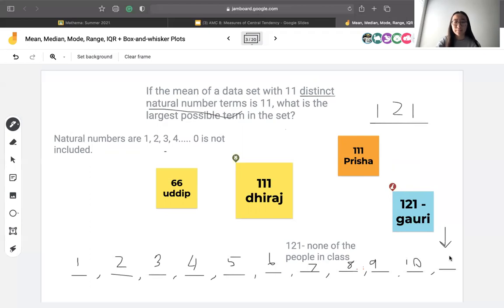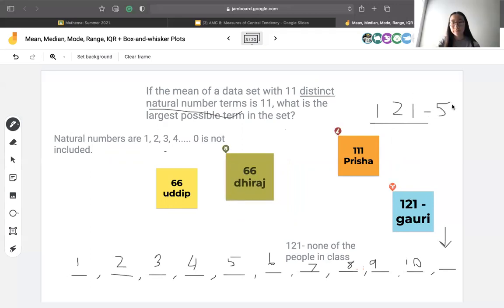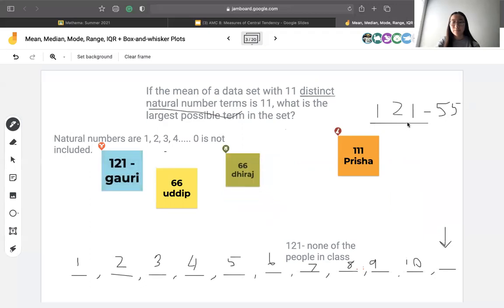And then what number is going to be here? Remember, the sum of all the terms is going to be 121. The numbers 1 up to 10 sum up to 55. So the largest possible number is 66, right? That's correct. So good job, everyone who got 66. 121 minus 55 equals 66. So this number here has to be that.